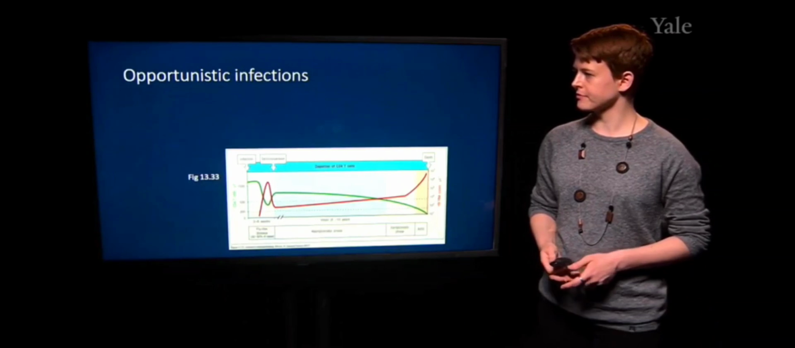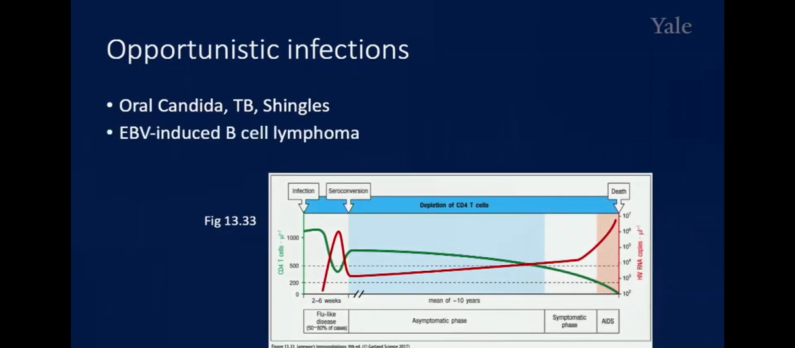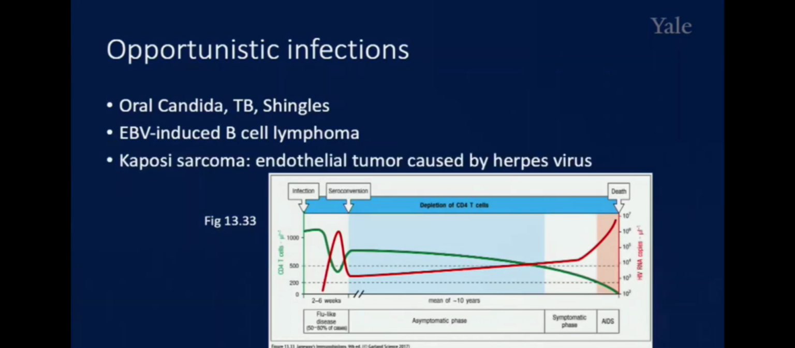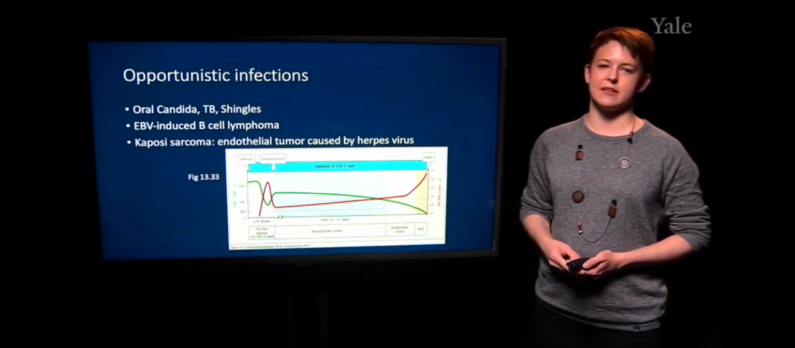And HIV, and especially AIDS, leads to opportunistic infections. In particular, patients with AIDS are more susceptible to oral candida, tuberculosis, and shingles, as well as EBV-induced B-cell lymphoma. And there are a couple other cancers which are caused by viruses that are seen in much higher levels within patients who have AIDS. And you can see here a graph of CD4 T cells that helps explain this phenotype.